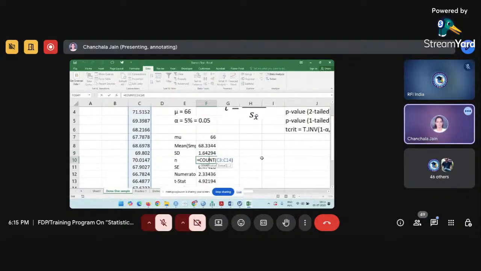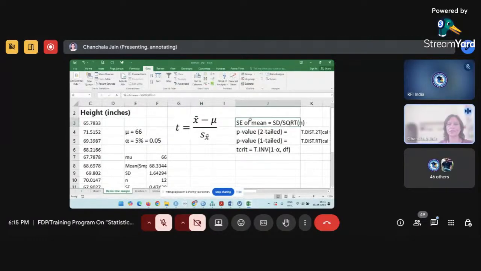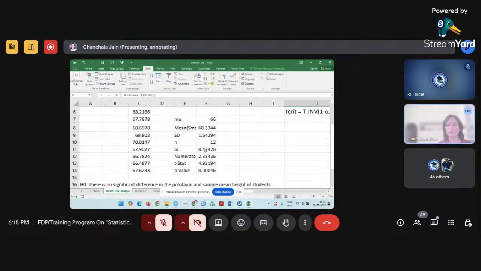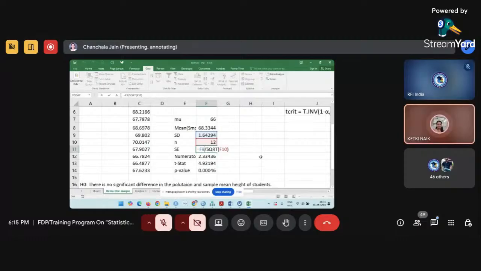And SE will be standard error of mean. Already in the sheet I have given you this. Standard error of mean is SD divided by square root of n. So SD divided by SQRT. Ma'am, how did that come? You need to type. This is a function. Okay. And then n is 12. You can type also, not necessary to select. So it will come to 0.474.